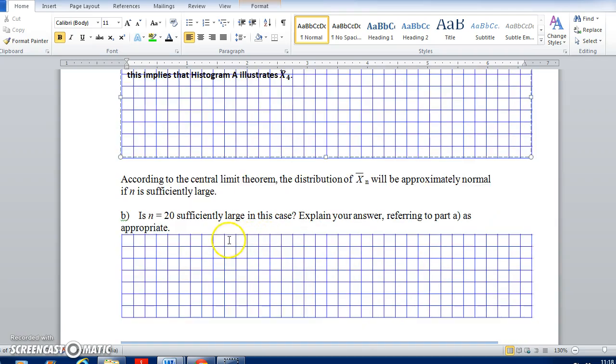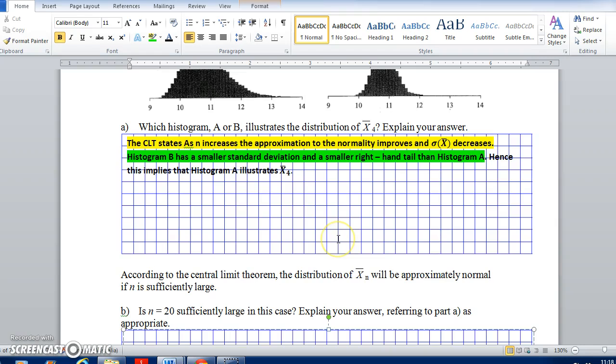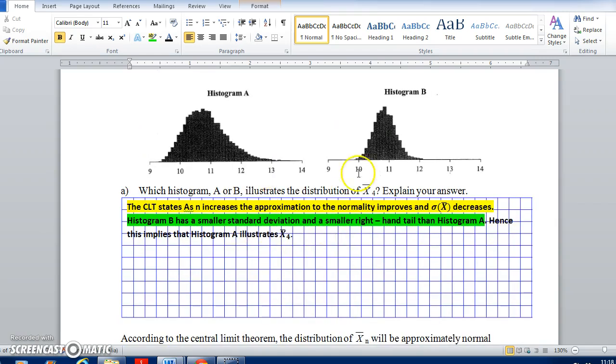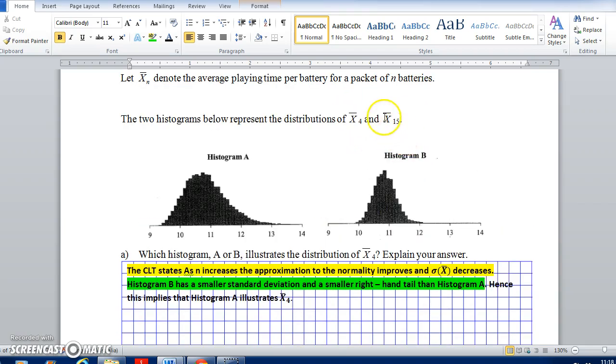So according to the central limit theorem, the distribution of the sample means of size N will be approximately normal if N is sufficiently large. So they ask if N equals 20 is sufficiently large in this case. Explain your answer referring to part A as appropriate. Well, if we have a look in part A, what we've done is we've established that histogram B is the standard deviation for X bar 15.